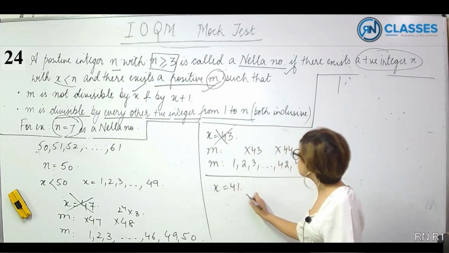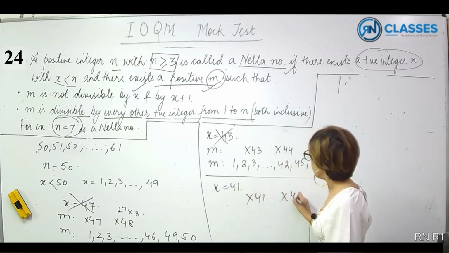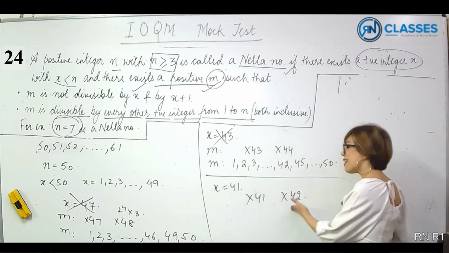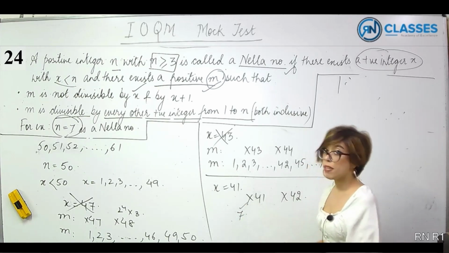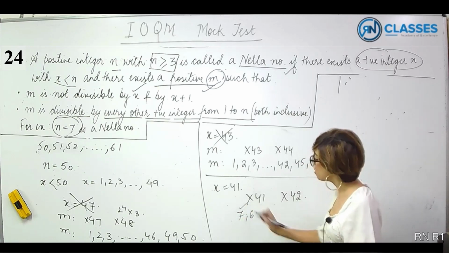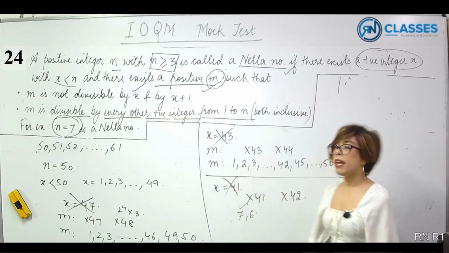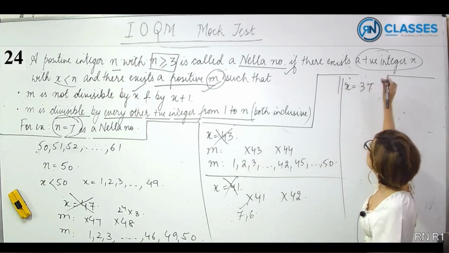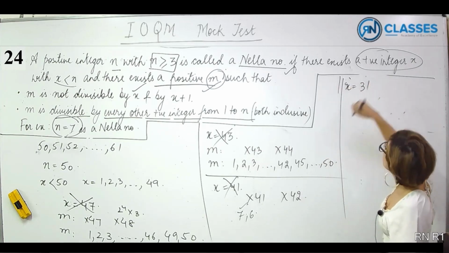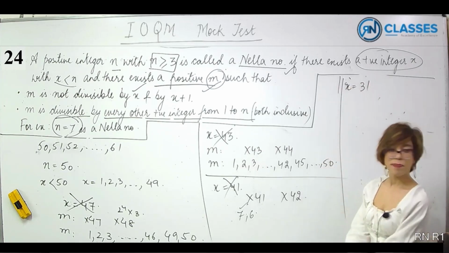Now, not divisible by 41, not divisible by 42. Mind it, 42 is 7 and 6, right? Obviously, the number would be divisible by 7 because every other number is there, and it will be divisible by 6. Rejected? Right? You can check for x equal to 37 yourself. I will go to x equal to 31. Let's see what happens, right?